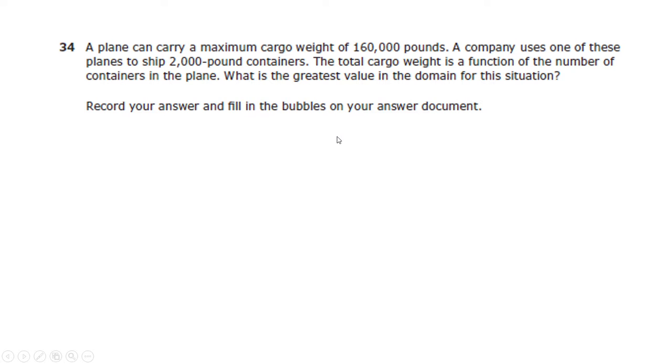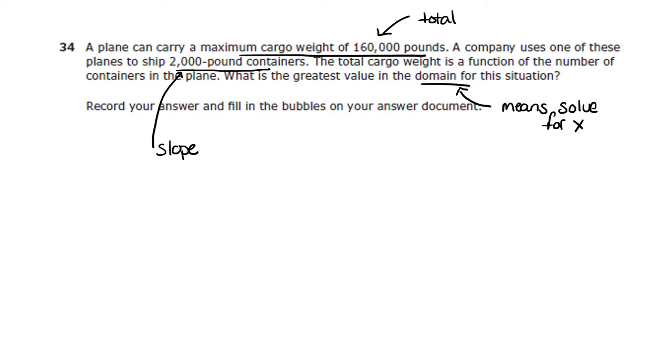So first off, the first hint is it has a max cargo weight of 160,000 pounds. 160,000 pounds is your total, so that means we would have an equation equal to that number. And then next it says 2,000 pound containers. They want to know the number of containers on the ship. So 2,000 is your slope that you would have to multiply by your x.